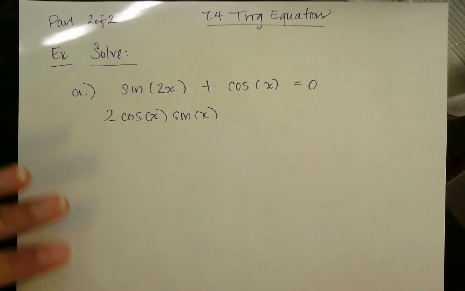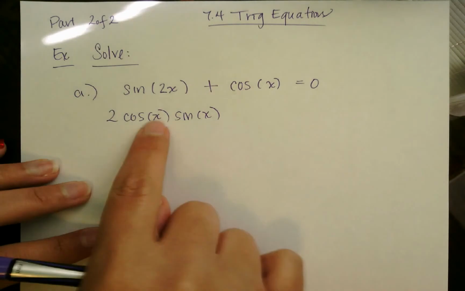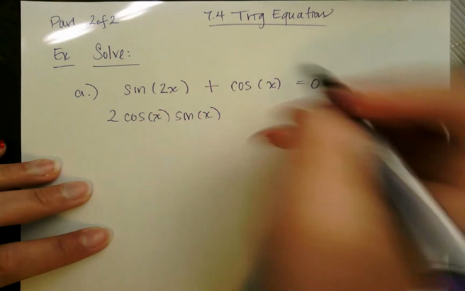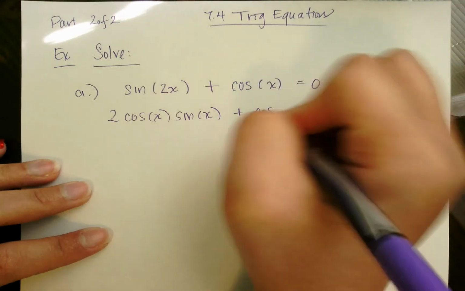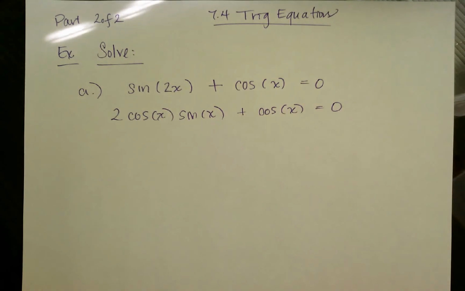So there are two things you want to do. You want to try to get it down to one type of trig function if you can, and the same kind of angle. So x's, not 2x's and x's. So you have 2 cosine of x sine of x plus cosine of x equals 0. What do you want to try to do from there?